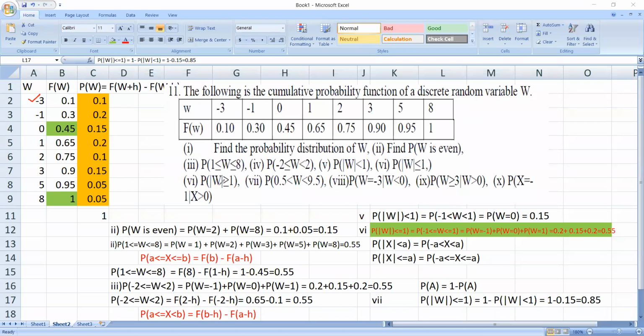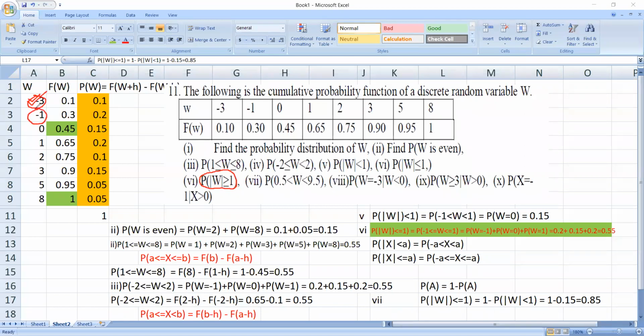What is mod of -3? Mod of minus 3 is +3, sir. Is +3 greater than or equal to 1? Yes sir, it is greater than 1, sir. So this is one of the supporting outcomes.